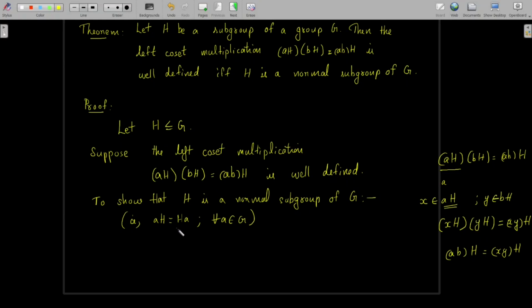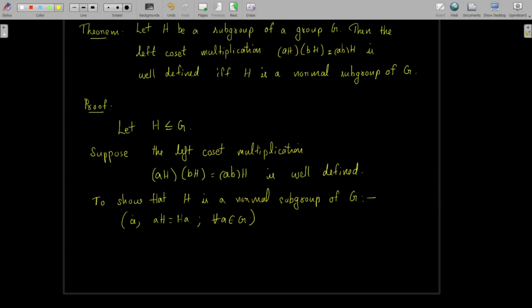Now let us prove the statement that H is a normal subgroup of G. To prove the result, we will show that aH is a subset of Ha and Ha is a subset of aH. That is, inclusion holds in both directions. First of all, we will show that aH is a subset of Ha. For that, we will take an element x belonging to aH. We have to show that x belongs to Ha.